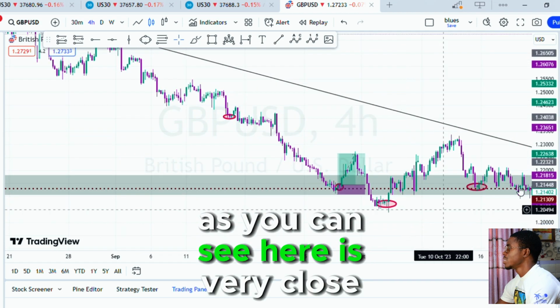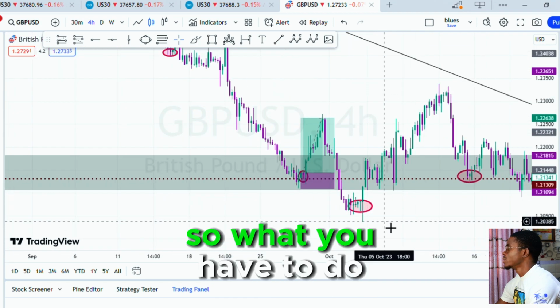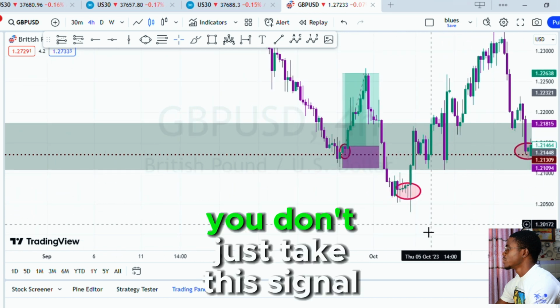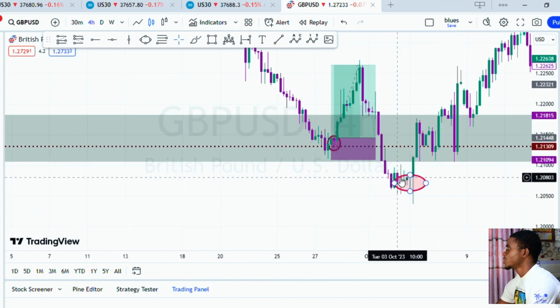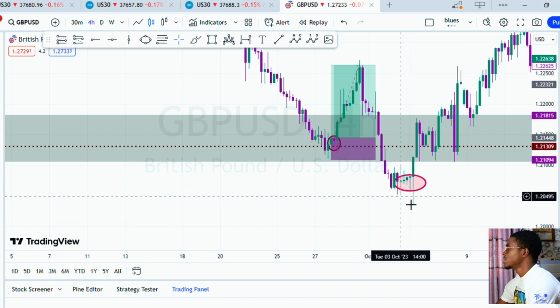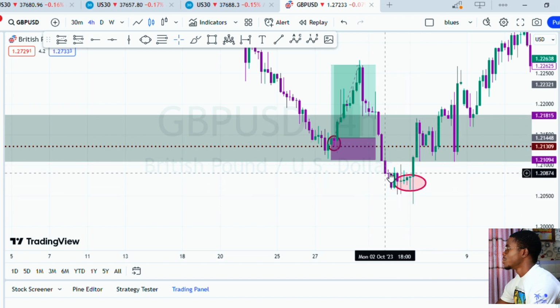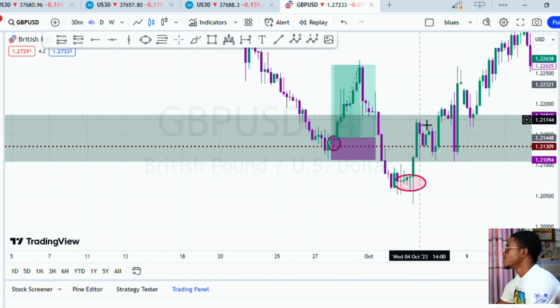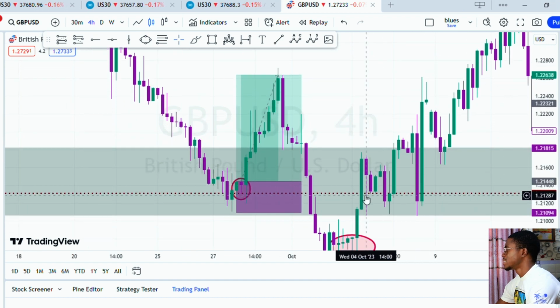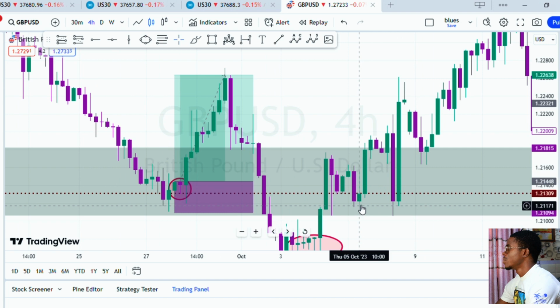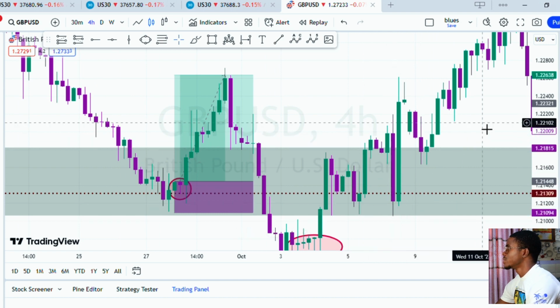As you can see, here is close to the same zone. So what you have to do, you don't just take the signal like that. You need to check for break of structure. Notice after market gave the signal, it now broke structure and started forming higher highs and higher lows. So as it forms higher highs and higher lows, after this break of structure, the second higher low is where you're supposed to enter the trade.